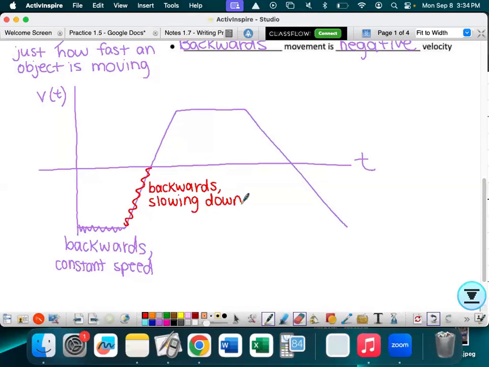So when we're talking about speeding up or slowing down in terms of velocity, you need to think about your velocity getting closer to 0 or getting more away from 0. All right, this section here, my velocities are positive, so that means I'm moving forward. And then whether I'm speeding up, slowing down, or staying at a constant speed, if I think about it, I'm going from 0 to bigger and bigger velocities, so my particle is speeding up.